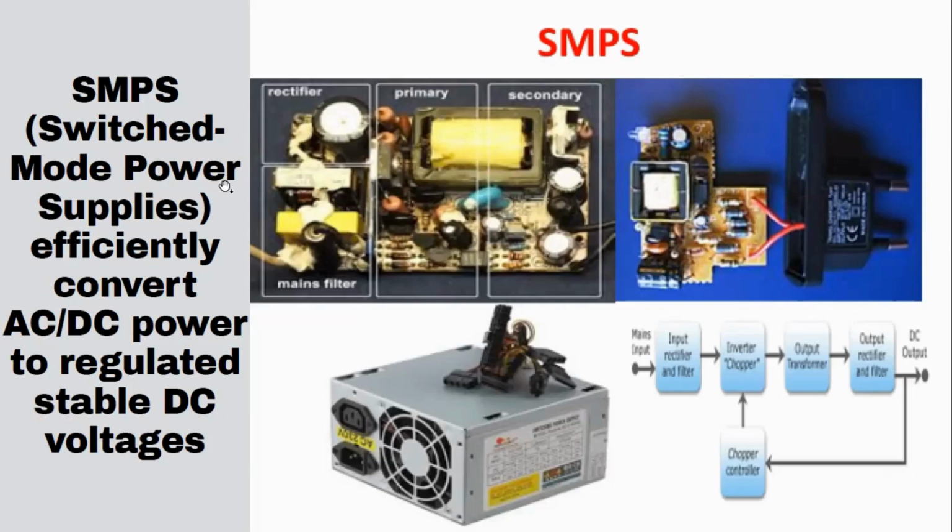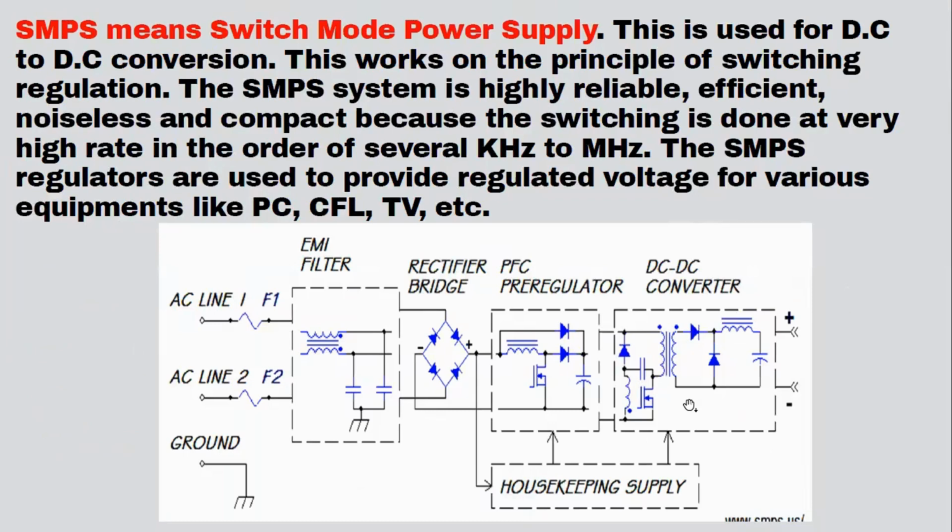Here I have shown a few circuits, like a mobile phone charger, TVs, a desktop computer, and a block diagram. Now we will study what SMPS is. What do you mean by SMPS and how does it work? It is used for DC to DC conversion and works on the principle of switching regulation. The SMPS system is highly reliable, efficient, noiseless, and compact because the switching is done at a very high rate, in the order of several kilohertz to megahertz. This is a very important point.